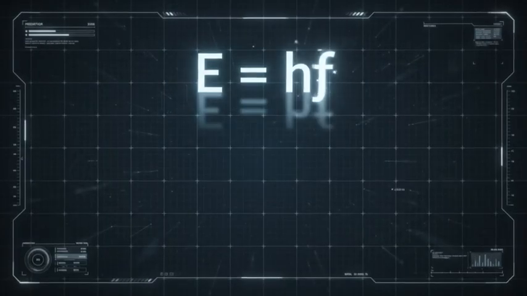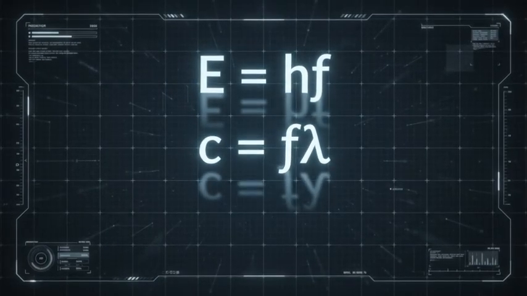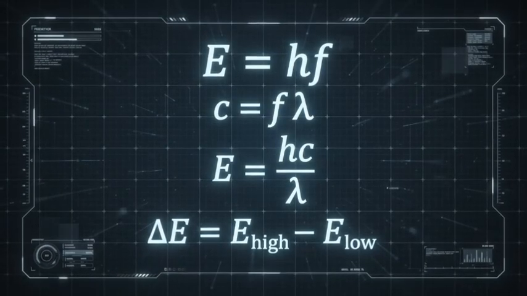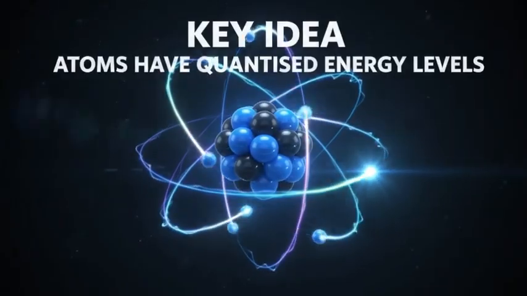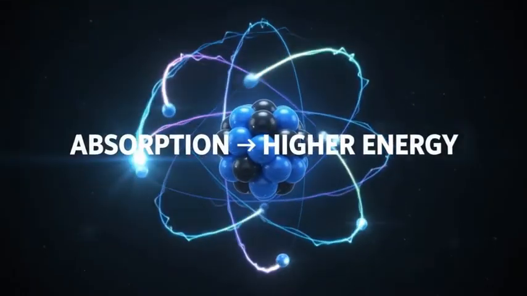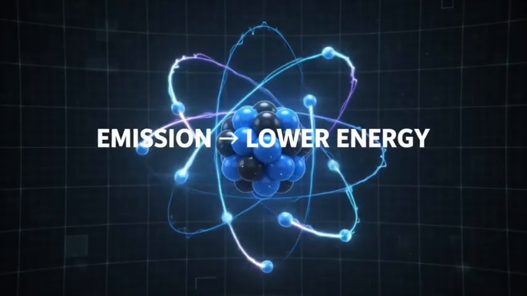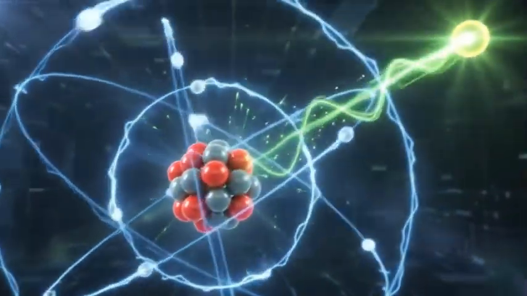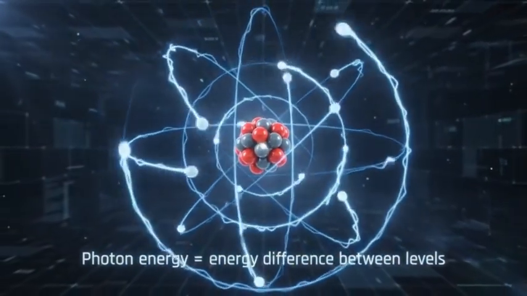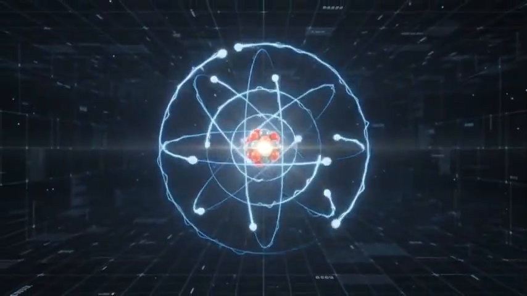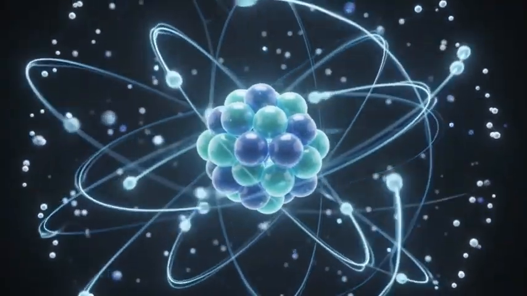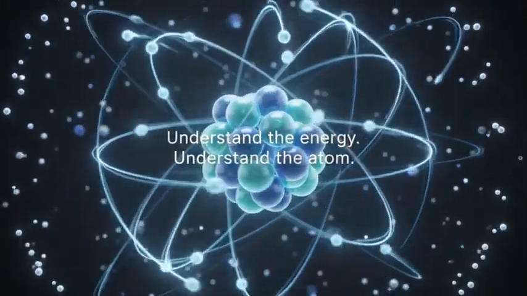The key equations to remember are E equals hf, c equals f lambda, and E equals hc over lambda, where the photon energy equals the difference between the energy levels. Remember the central idea. Atoms have quantized energy levels. Electrons absorb energy when moving up and emit photons when moving down. The energy of the photon involved is equal to the energy difference between the two allowed levels. Master these concepts, and you have the foundation needed to tackle A-level atomic physics problems with confidence.